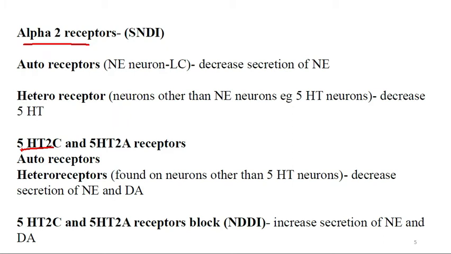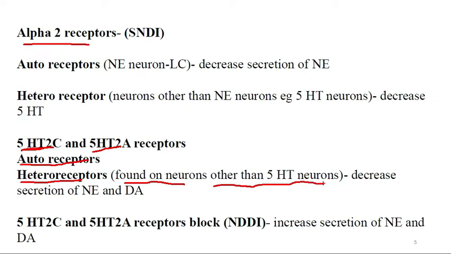Like alpha-2 receptors, 5-HT2C receptors and 5-HT2A receptors are also autoreceptors and heteroreceptors. Autoreceptors are located on the 5-HT neurons, whereas heteroreceptors are found on neurons other than the serotonergic neurons.